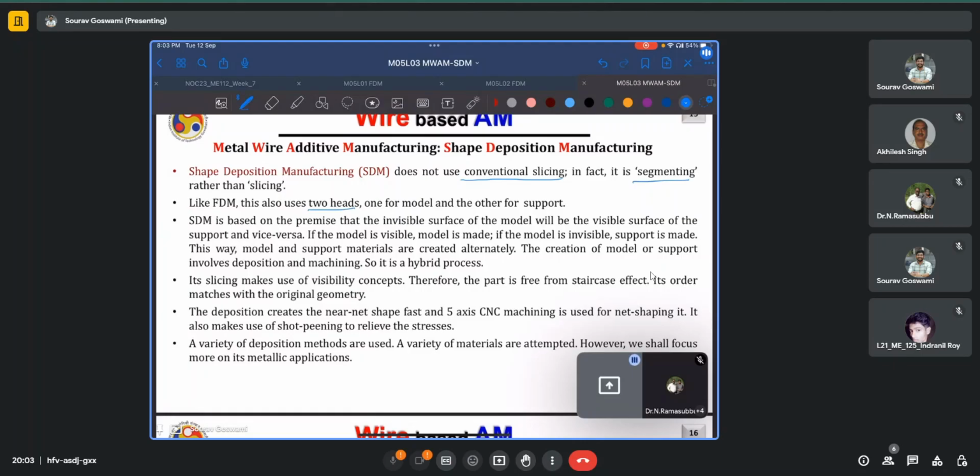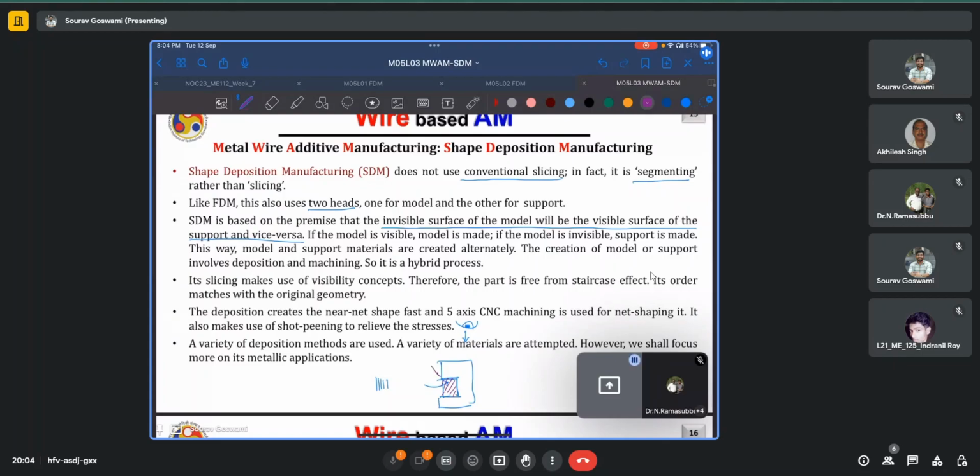Now, it is based on the premise that the invisible surface of the model will be the visible surface of the support and vice versa. So we try to look at the model from the top. Say I'm looking at it from here. I cannot see this surface right here. So the invisible surface of the model, which is this one in this case, will actually be the visible surface of the support. So if I were to make some support in the form of these long structures, or even a solid support, maybe we'll just hatch it with a different color.